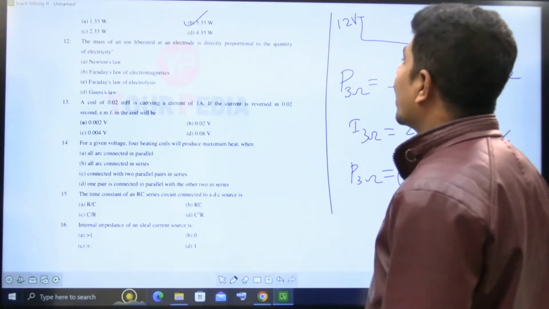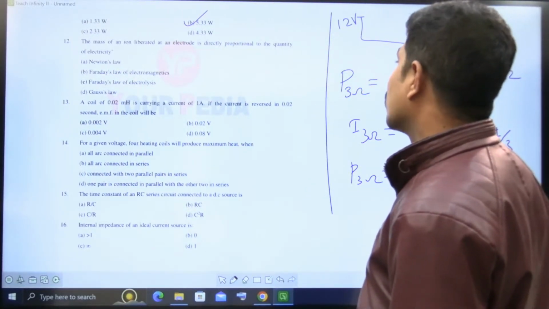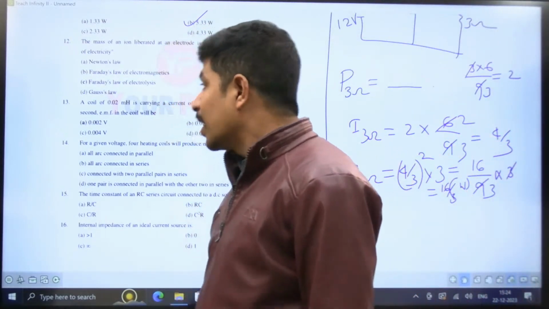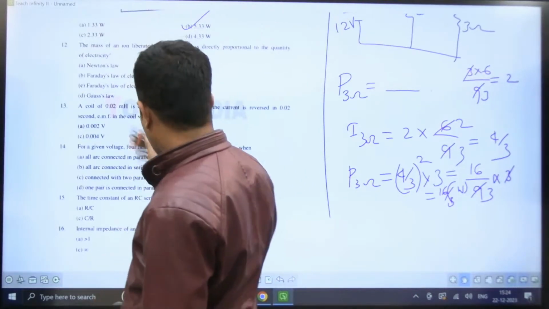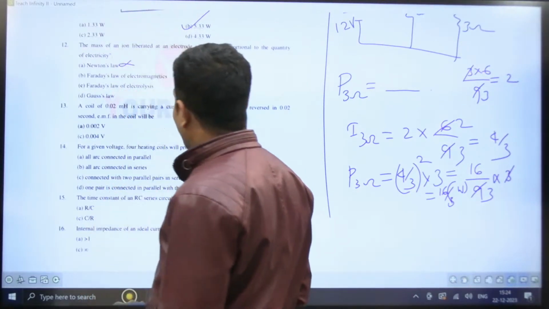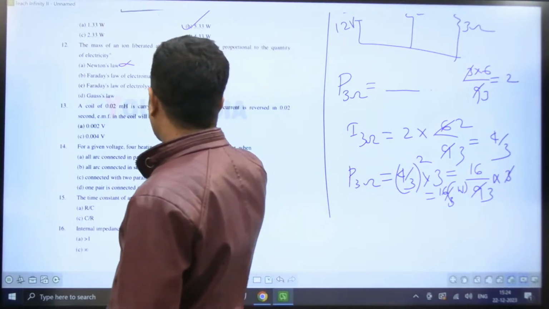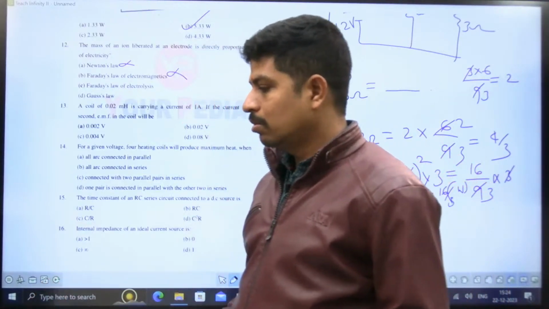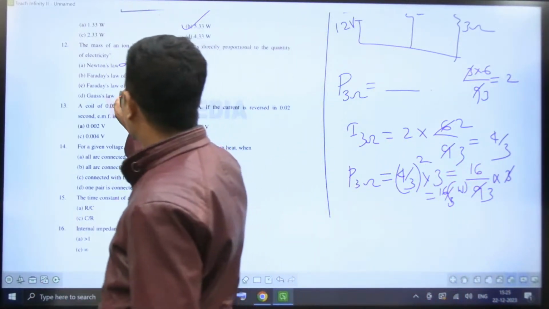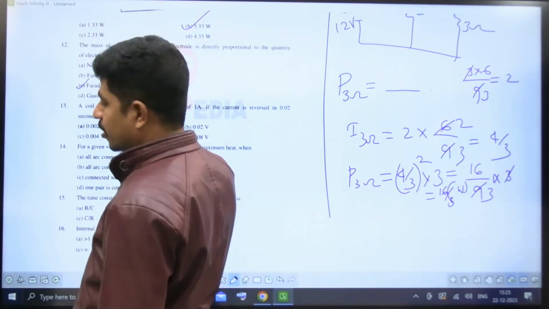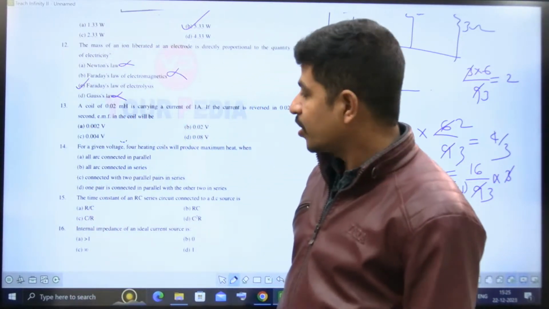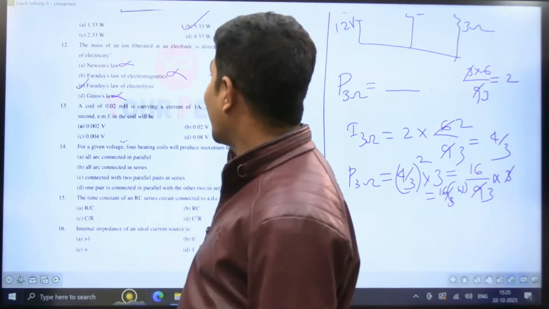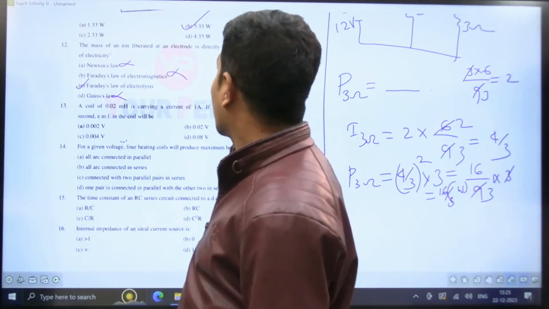The next one is a conceptual, theory based question. The mass of an ion liberated at an electrode is directly proportional to the quantity of electricity. That is one of the laws. Is it Newton's law? No, it is not Newton's law. We know Newton's law very well. Is it Faraday's law of electromagnetic induction? No, that gives the relationship between the flux and induced EMF. Gauss law is also not correct. Faraday's law of electrolysis is correct. It is not D. It is Faraday's law of electrolysis. So he is asking about the mass of an ion liberated at an electrode.